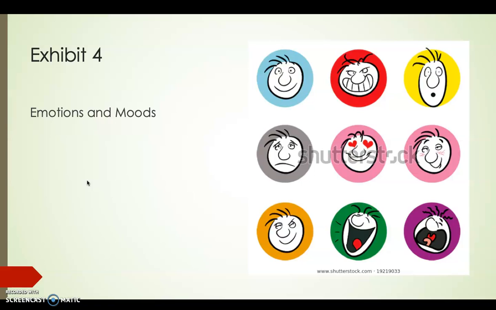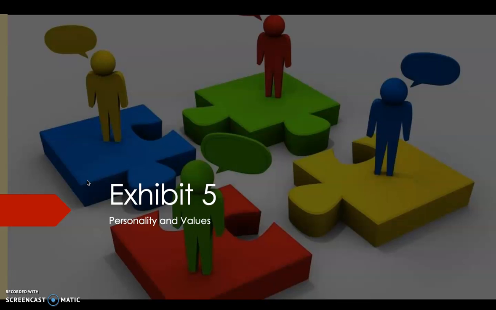Now, with this exhibit, we need to understand something important called emotional intelligence. Emotional intelligence is the ability to perceive emotions in the self and others. Now, why is this important? It allows us to understand and make necessary adjustments to improve our relationships with our bosses, our co-workers, our clients, these type of things. Moving on to exhibit number 5.